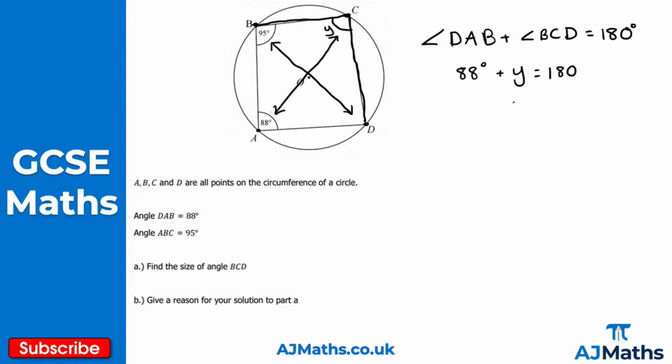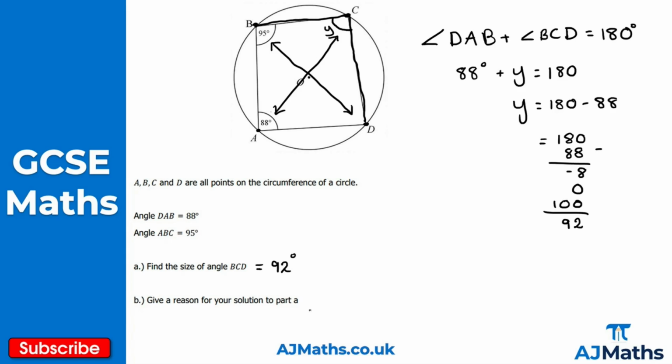So what I need to do now is just solve this as a linear equation. Y is equal to 180 minus 88. So 0 units minus 8 units will give me minus 8 units. 80 minus 8 will give me 0. And then 100 minus no 100, that would just give me 100. All I need to do now is evaluate this last part: 100 minus 8 is 92. We just got the 0 here, so it stays as 92. So therefore, this angle that we've marked as Y is 92 degrees. So angle BCD is equal to 92 degrees.